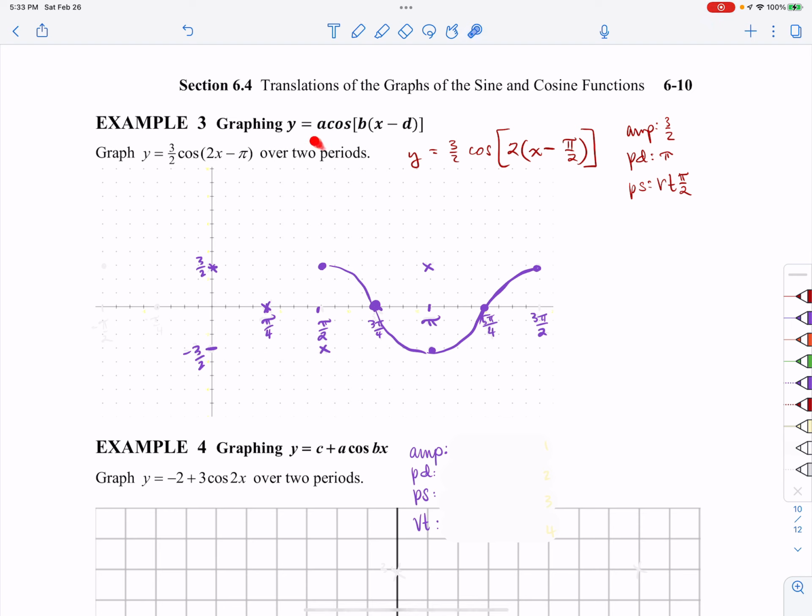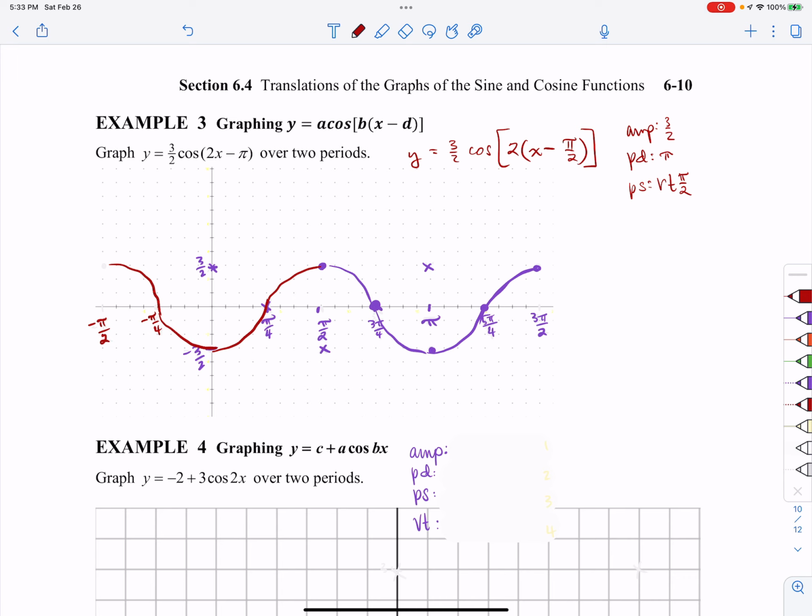Notice, however, we're asked to graph 2 periods. So all I need to do, I don't even need to switch colors, but just to show you where the second period is, we can just finish graphing another period. And in order to get those values, all I have to do is go backwards. So negative pi over 4 and negative 2 pi over 4, which is pi over 2.